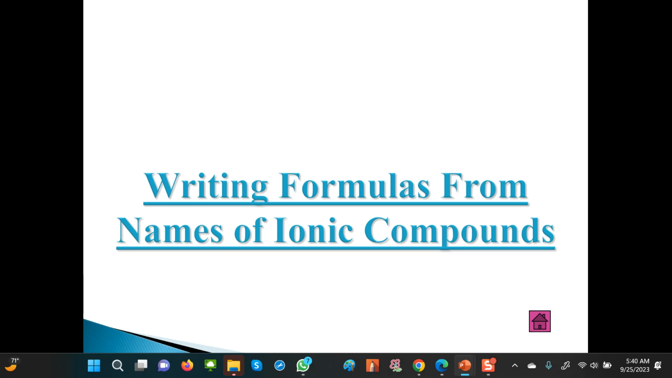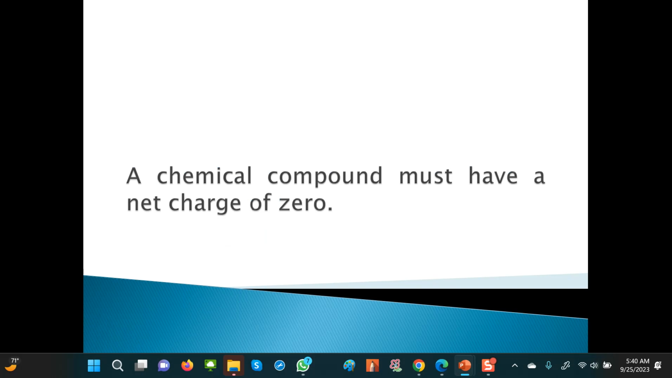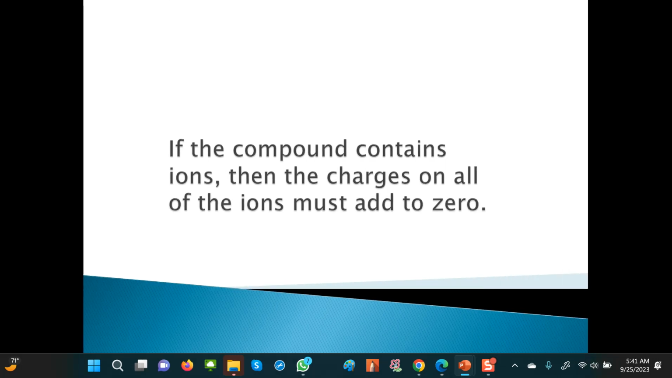So basically, the key thing that you need to keep in mind when determining the ionic compound formula is that the total charge of the compound must be 0. So what does that mean? That means that the total number of negative charges must be equal to the total number of plus charges, all right? That is basically a rule that you must adhere to in order for you to get the correct formula for an ionic compound, right?